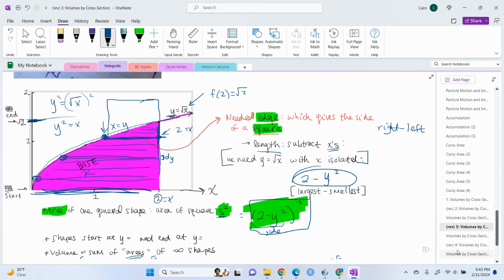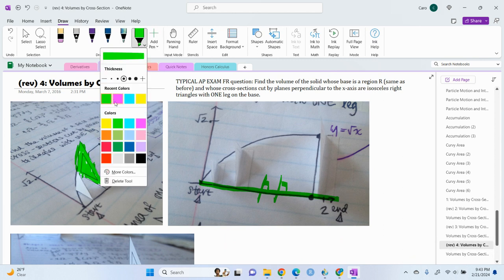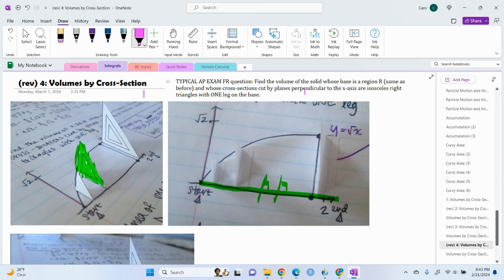So let's go ahead and do our triangle. If you haven't built your triangles, can you pause your video and get your base drawn and go ahead and anchor down your triangles? So for this last problem, one more, we are going to imagine that we have, okay, same region R, cross sections cut by planes perpendicular to the x-axis. They are isosceles right triangles.